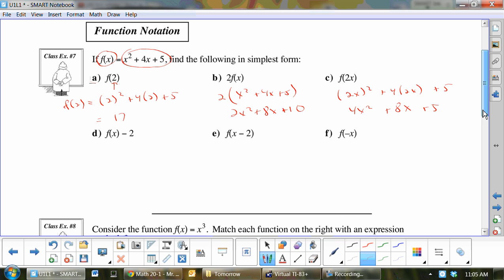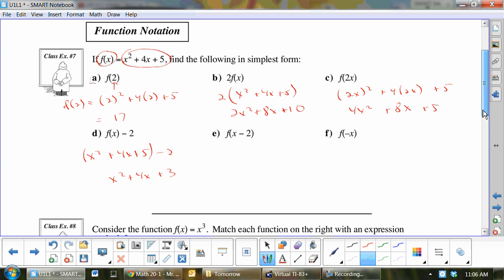Okay, D. Do you see how it's saying, take f of x, and what do I do with f of x? Just subtract 2 from it. So x squared plus 4x plus 5, I'm going to subtract 2 from it. If you really want, you could have put that all in brackets. Doesn't matter. And then you can drop the brackets: x squared plus 4x plus 3.